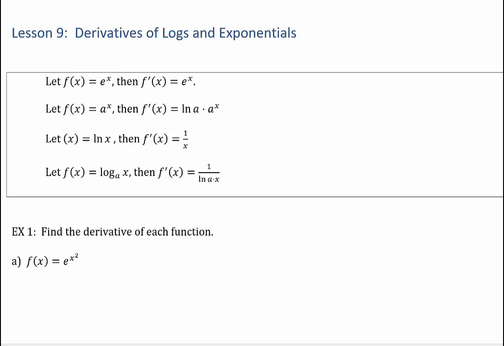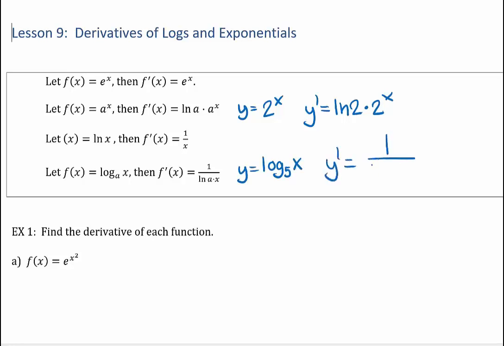First one, the derivative of e to the x is always e to the x. If you have another base, for example, let's say you have 2 to the x, then the derivative is natural log of 2 times 2 to the x. The derivative of natural log of x is 1 over x. And if you have another base, let's say y equals log base 5 of x, the derivative of that is going to be 1 over ln 5 times x.